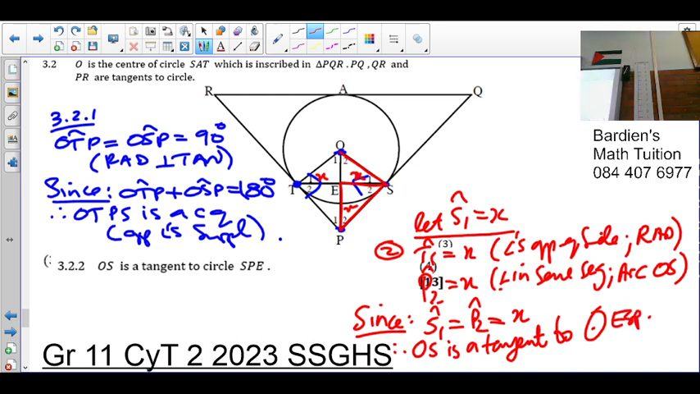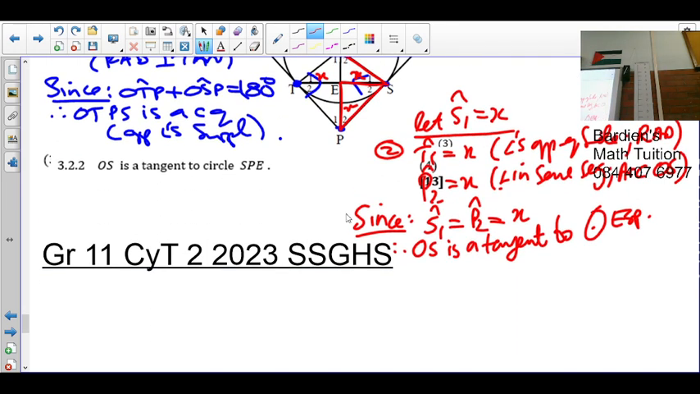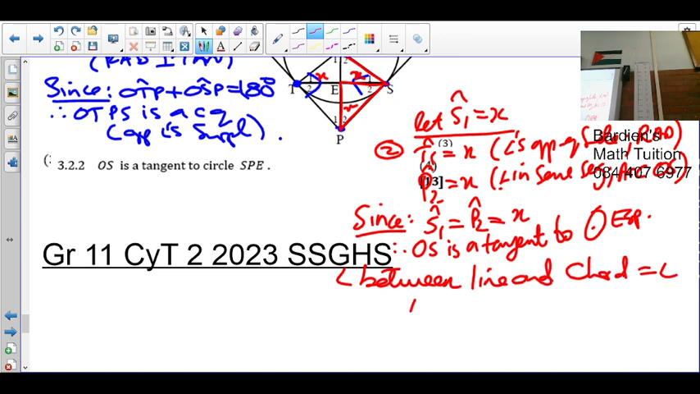And what's your reason for that? Angle between line and chord equals angle in alternate segment. Or you could have written the converse of the tan chord theorem. Okay, you get the full mark there anyway.